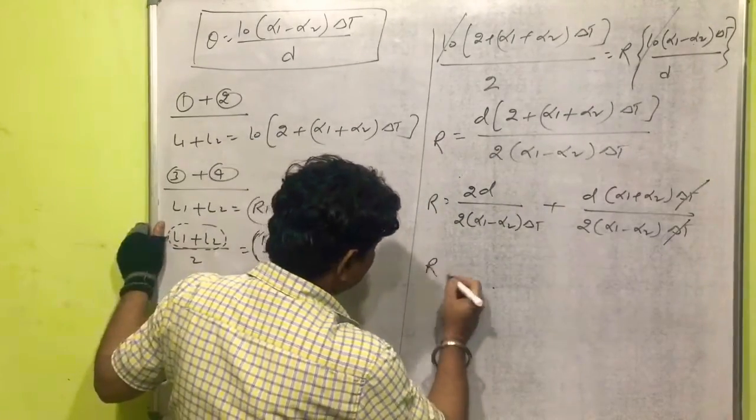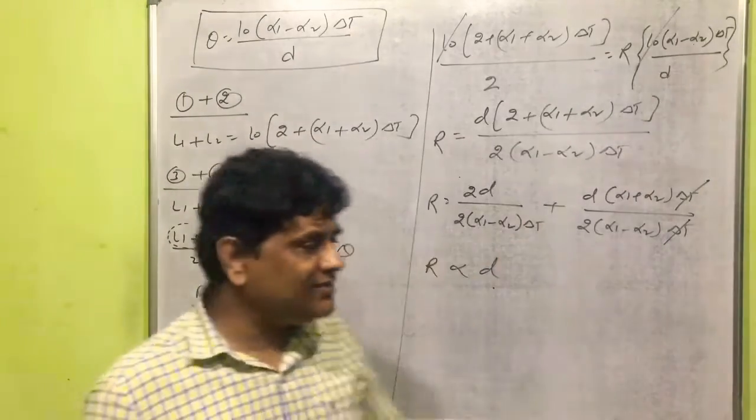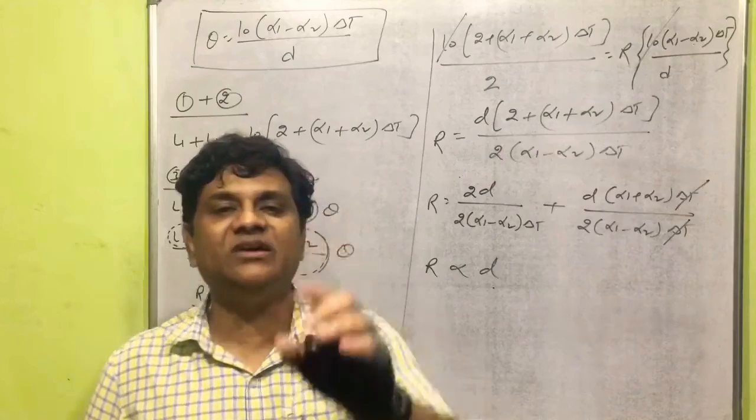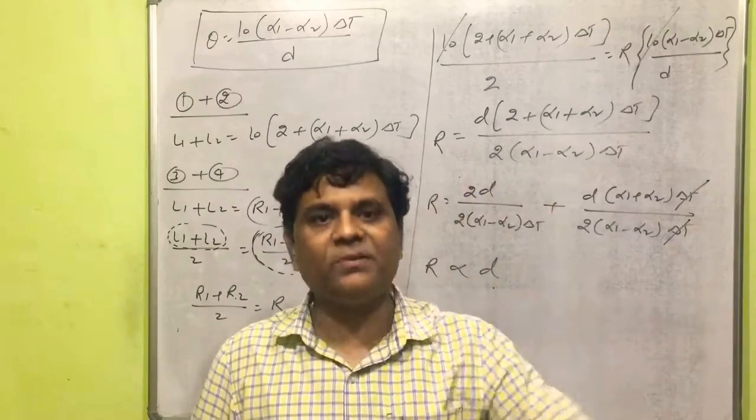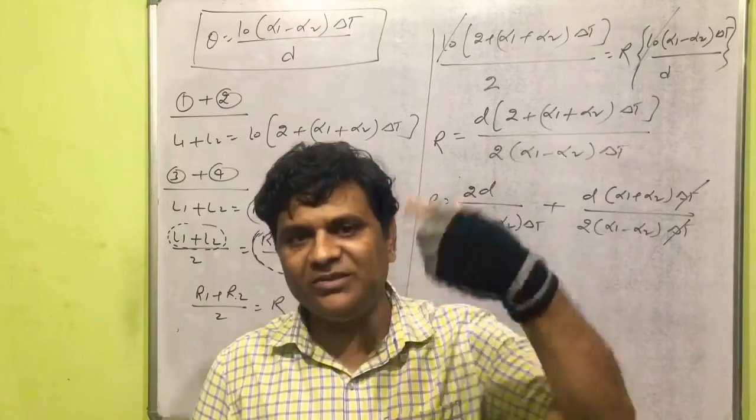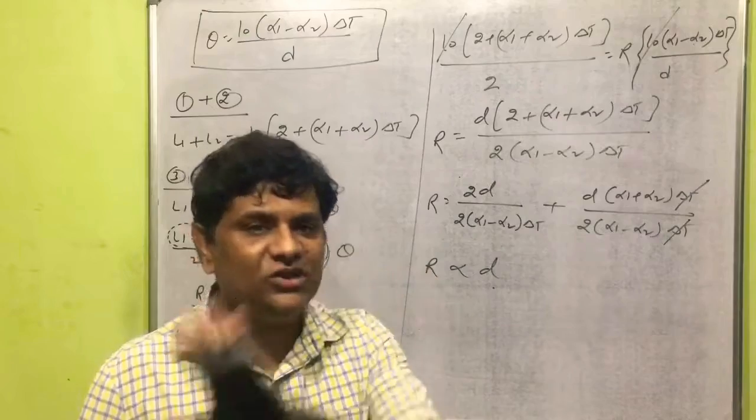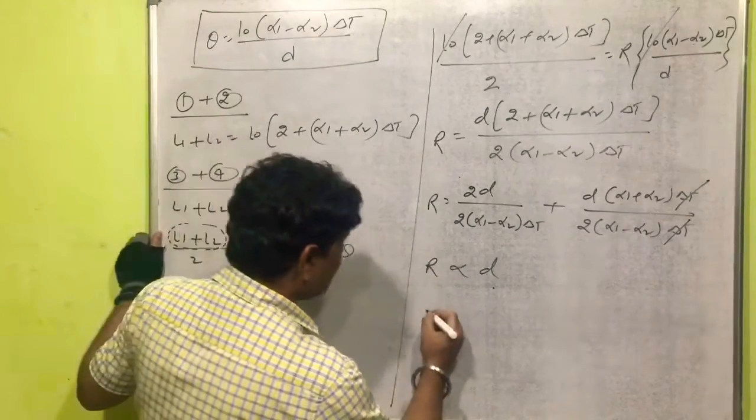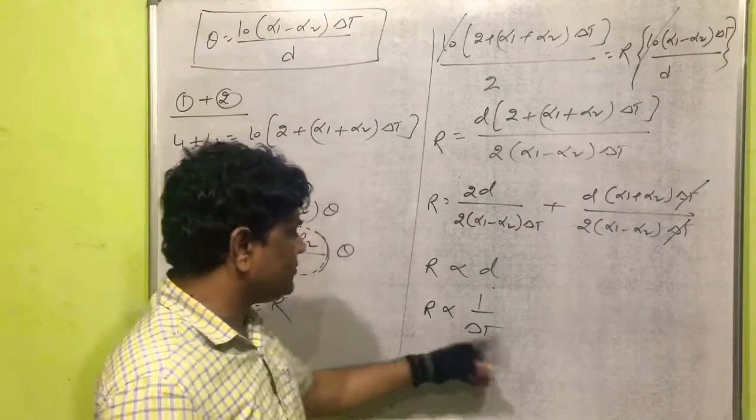Simple. R is directly proportional to the thickness of each strip. More will be the thickness of each strip, more will be the radius. So R is directly proportional to the thickness of each strip. And next, R is inversely proportional to the change in temperature.